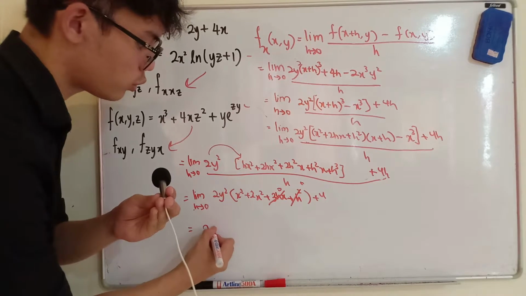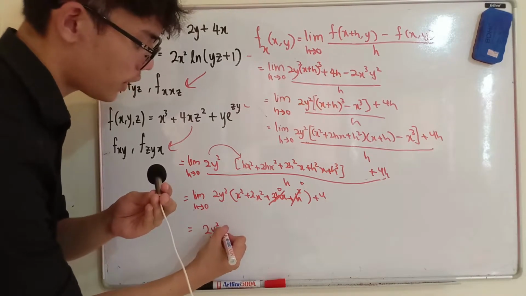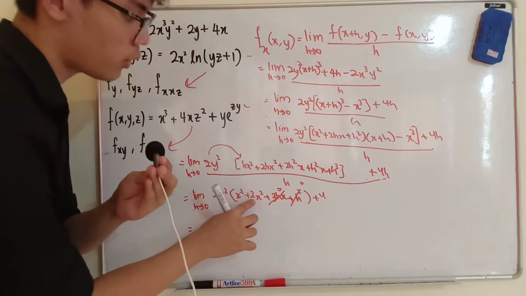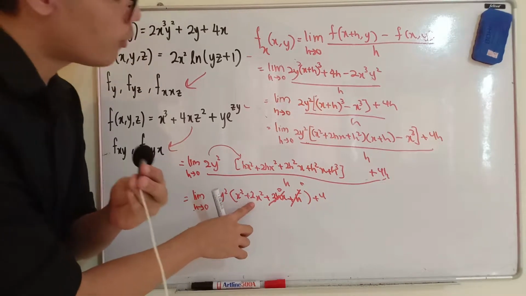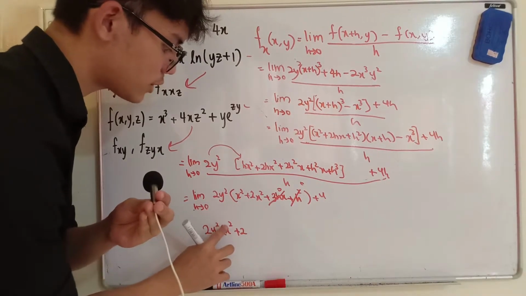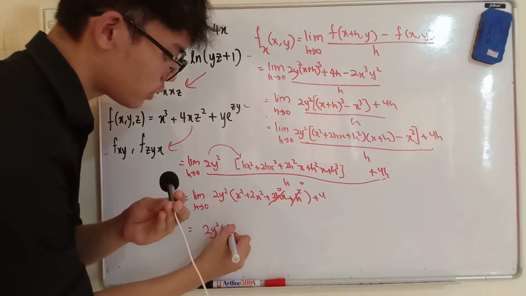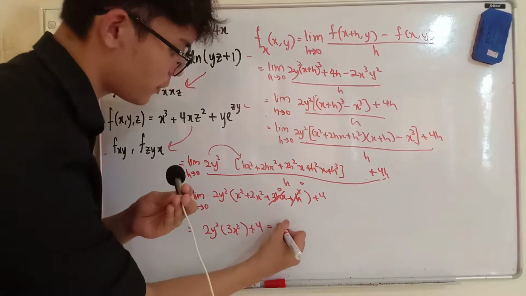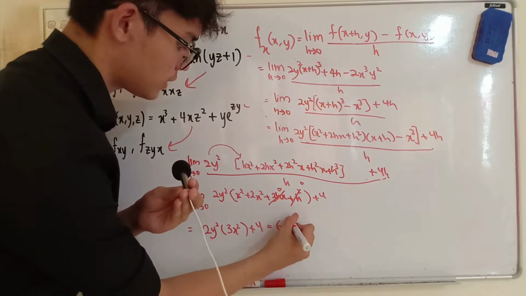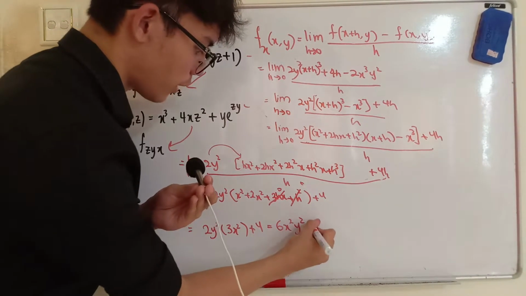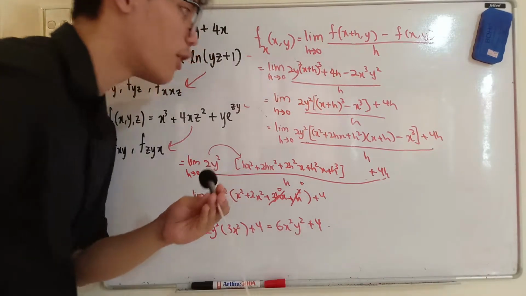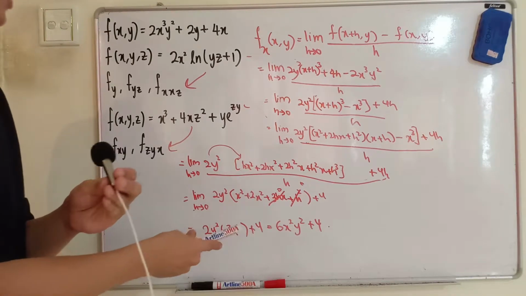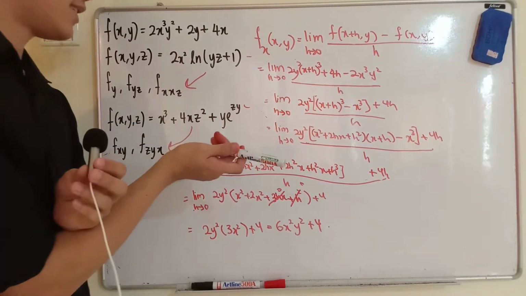So now you have 2y squared, and then here going to have s squared, then here going to have s squared again. So you're going to have 3s squared, plus 4 over here. So you're going to have 6s squared y squared plus 4. So you're going to get that one only.